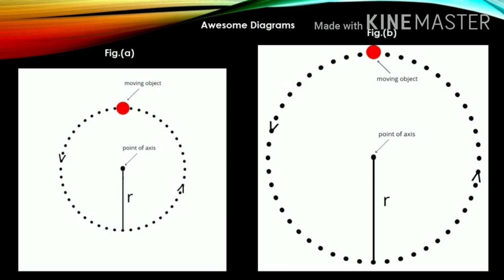Imagine a man rotating a metal ball. Let the man be the axis of rotation, the rope be the radius, and the metal ball be the moving object. Figure 1 and Figure 2 show the diagrammatic representation of the man rotating a metal ball with a difference in radius.